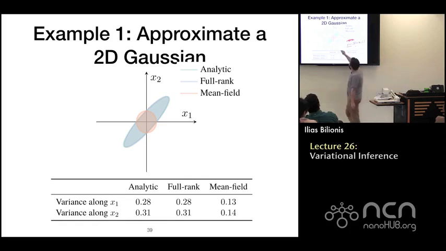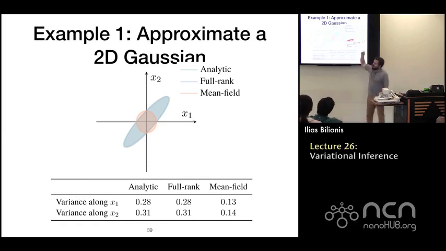You see, this is the mean field approximation, which of course cannot capture a Gaussian that is not isotropic. And then the full rank approximation and the actual posterior match perfectly.